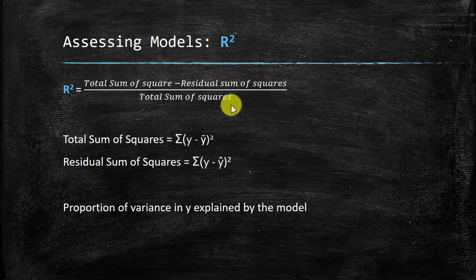Since this is a proportion, it's simply scaled 0 to 1. So 0 would indicate that your model explained no variance in y, so it didn't really predict or explain anything about y. 1 would indicate that it predicted or explained all the variance in y, which frankly never really happens. So that's basically how that works. Again, 0 is bad, 1 is good.